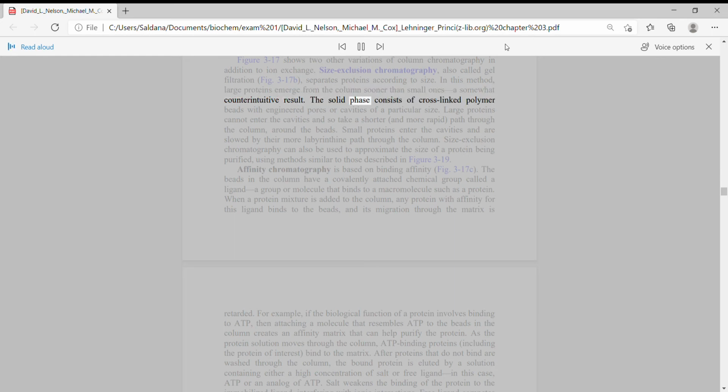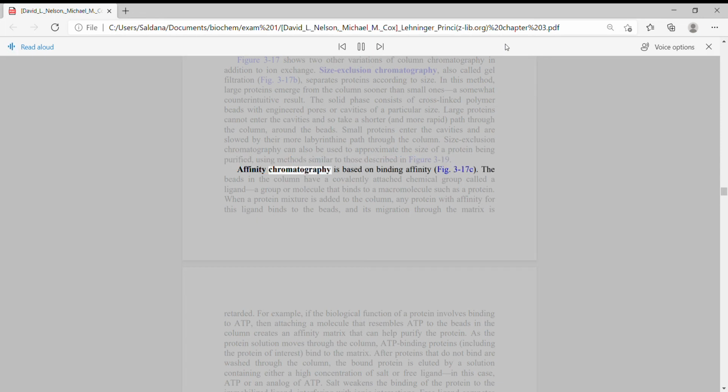The solid phase consists of cross-linked polymer beads with engineered pores or cavities of a particular size. Large proteins cannot enter the cavities and so take a shorter, and more rapid, path through the column, around the beads. Small proteins enter the cavities and are slowed by their more labyrinthine path through the column. Size exclusion chromatography can also be used to approximate the size of a protein being purified, using methods similar to those described in Figure 3-19.